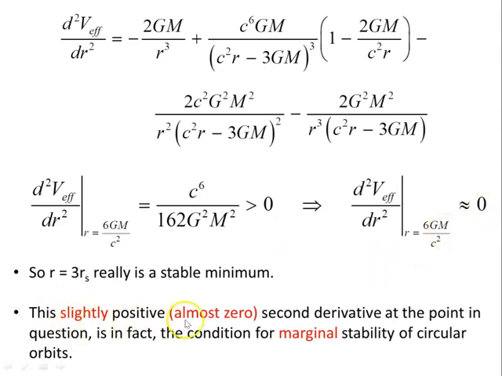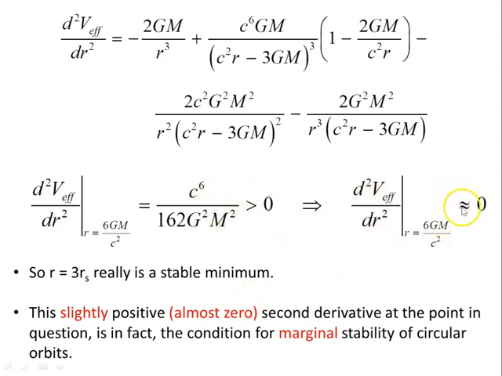Okay, this slightly positive, almost 0 second derivative at the point in question is in fact the condition for marginal stability of circular orbits. We'd be able to completely say with confidence stability if that was exactly 0, but it's not quite. It's very, very close, so we say marginally stable. Okay, and that's the update, that's the clarification here.